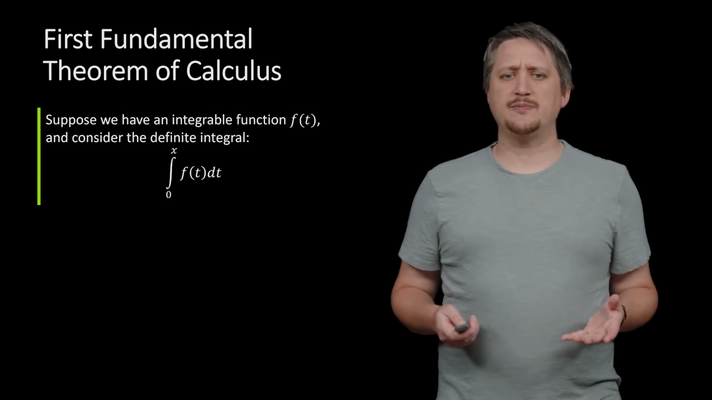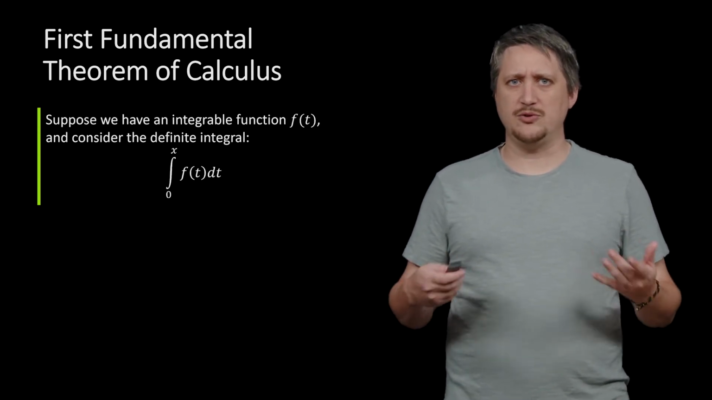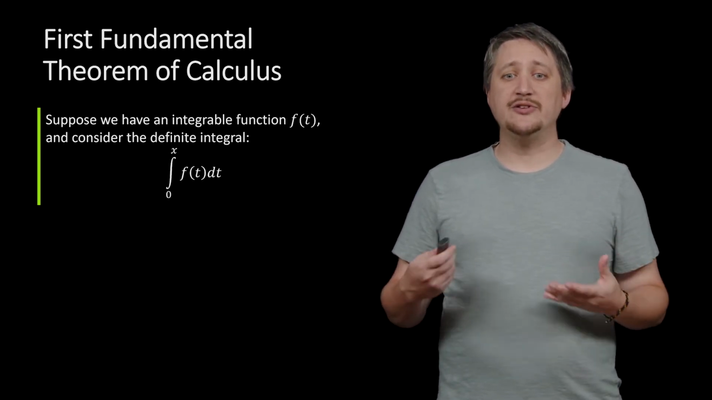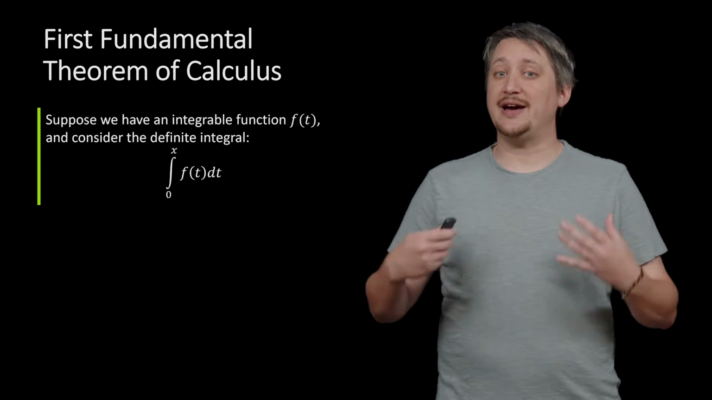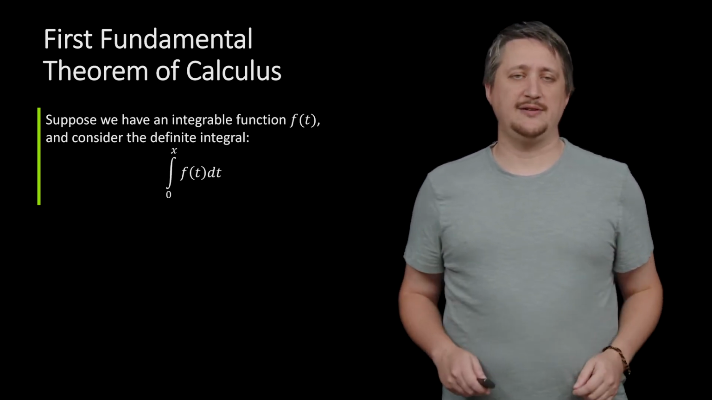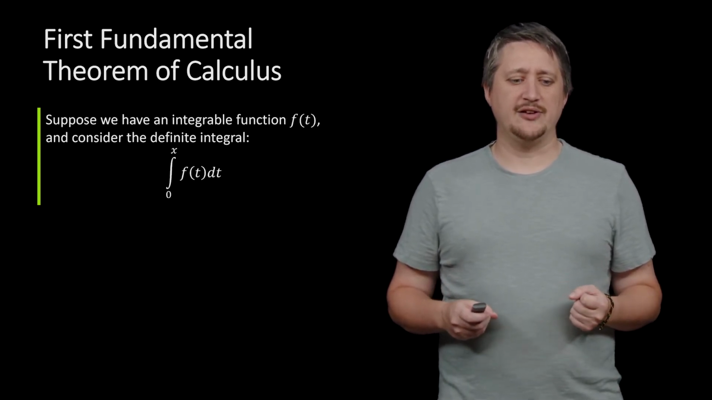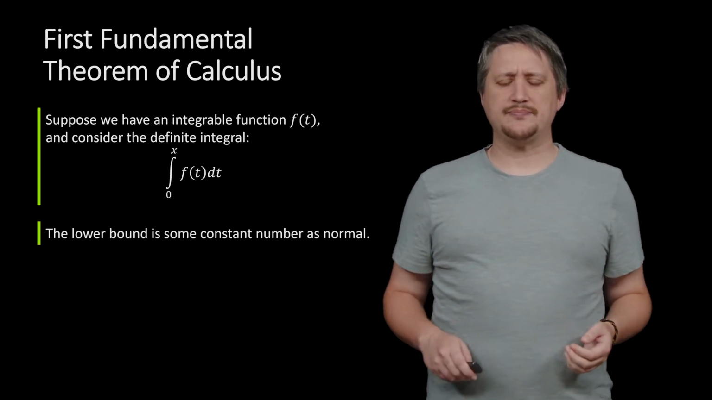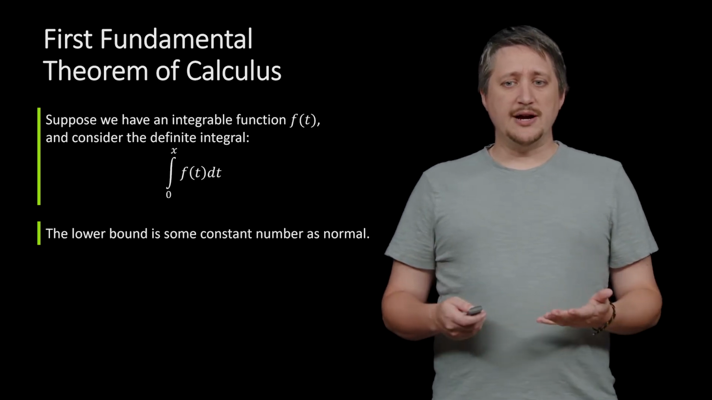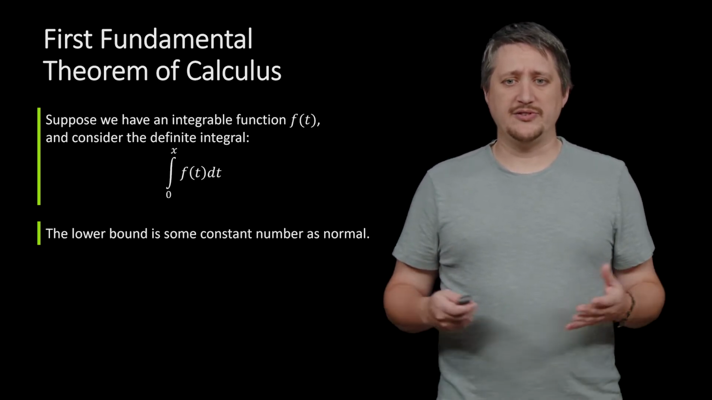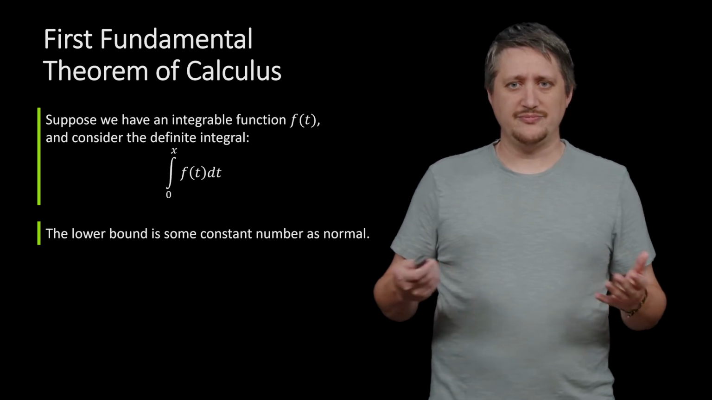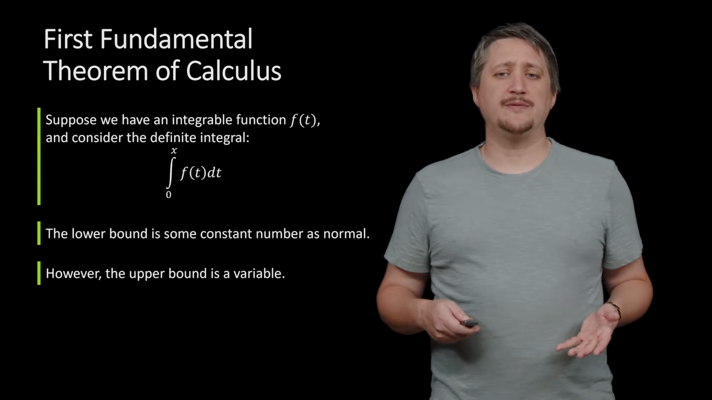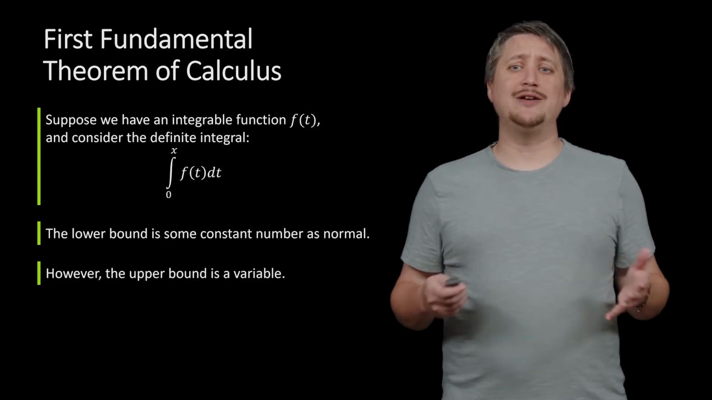In particular, suppose we have some function f of t that makes sense to try to reverse the process here. And we consider the definite integral from 0 to x of f of t dt. So instead of looking at this as 0 to 5, I'm putting an x on the top. So what does that mean? Well, the lower bound is still a constant, just like we've always done. But the upper bound is now a variable. So the question is, what is that variable doing?